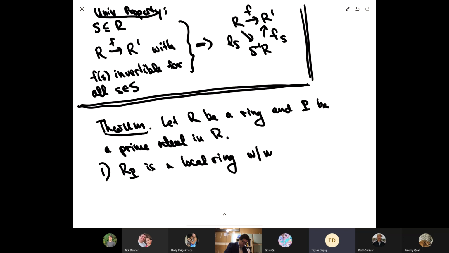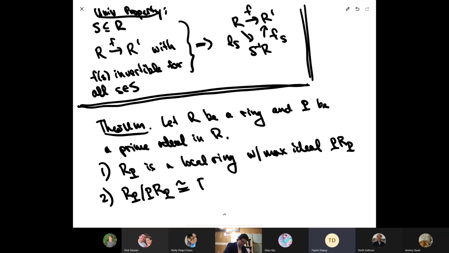with maximal ideal P R_P. Okay, and two, that R_P mod P R_P is isomorphic to the fraction field of R mod P.